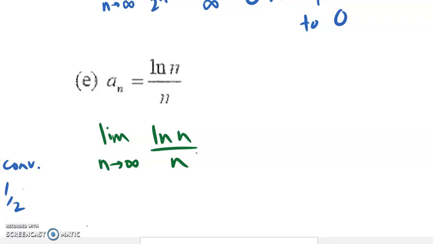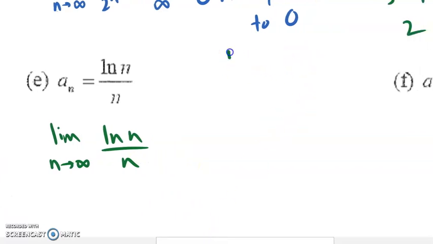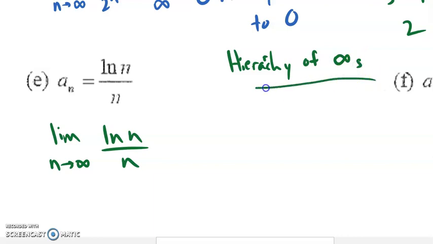Because we're going to be seeing a number of these functions, we want to kind of save ourselves some headache. We're going to start learning the hierarchy of infinities. So let's spend a moment talking about the hierarchy of infinities.